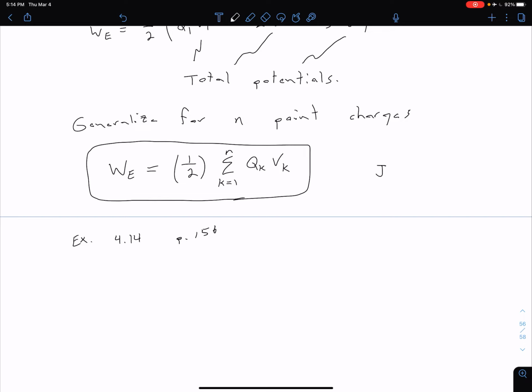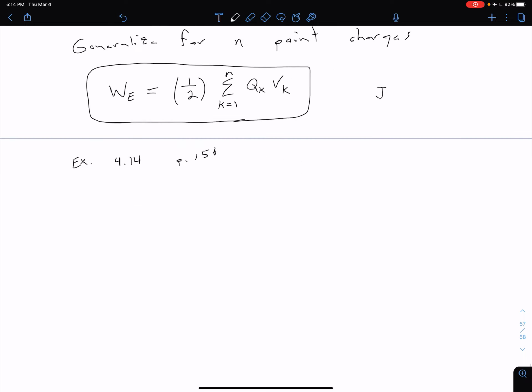Okay, so this is how we can deal with our point charges, but let's say we want to deal with a continuous charge distribution. So continuous charge distribution, so these are our line charges, our surface charges, our volume charges. So what are we going to do if we have a continuous charge distribution? And we've actually already sort of seen this problem in a different context.